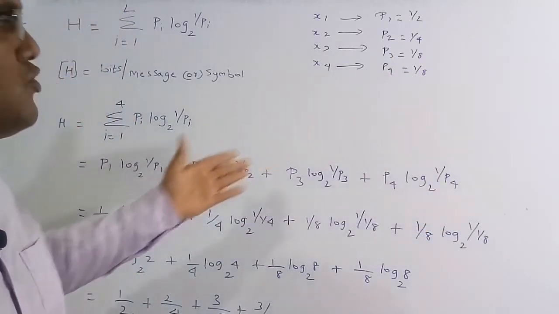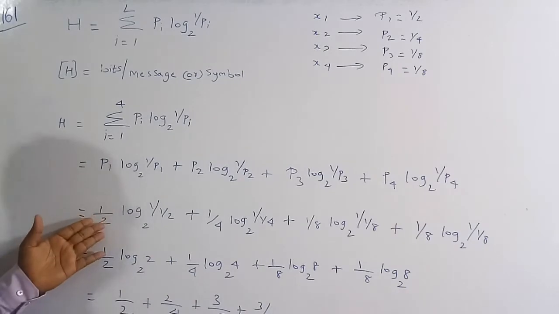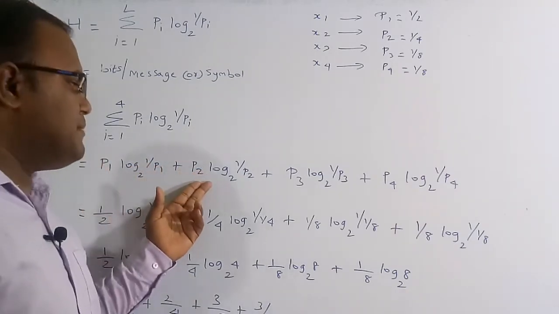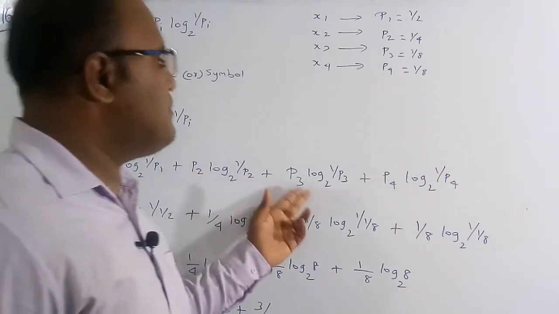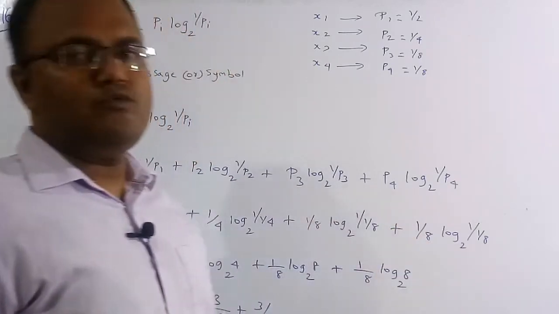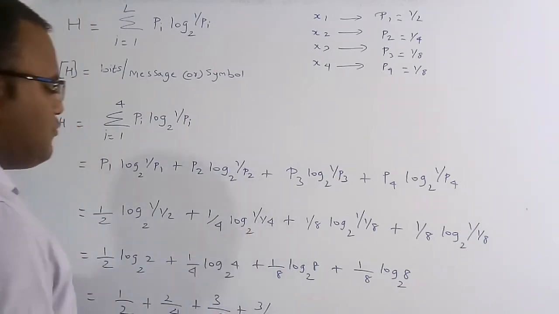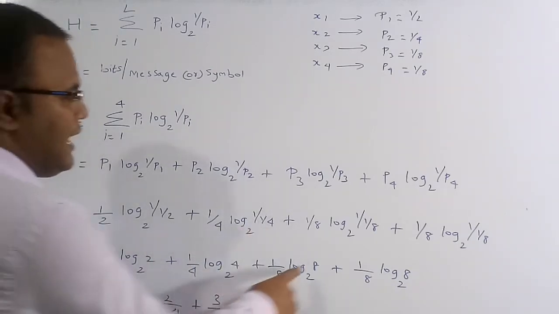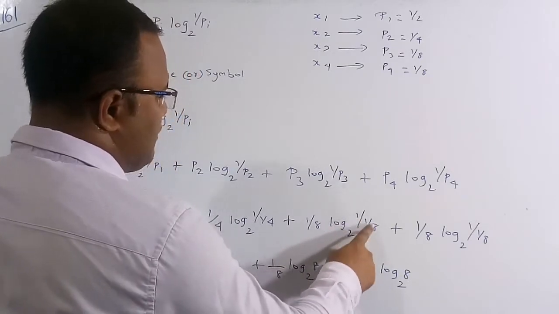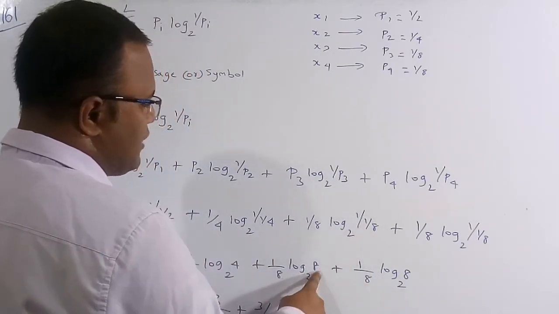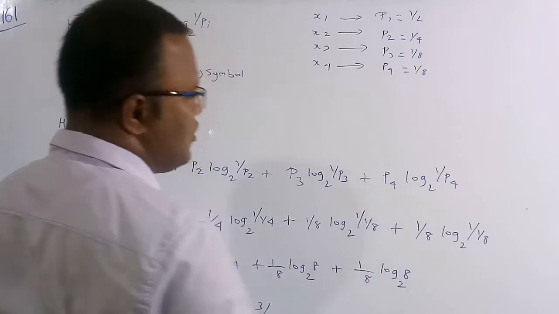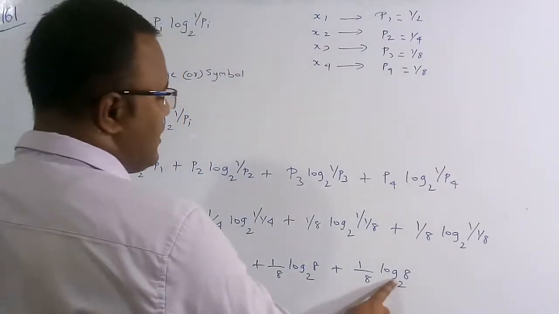Blindly substitute those values. P1 is 1 by 2, so here also 1 by 2, and P2 is equal to 1 by 4, substitute here, and P3 is equal to 1 by 8, and P4 is equal to 1 by 8. So 1 by 1 by 2, we get log 2 base 2. Here 1 by 4, we get log 4 base 2, and again log 1 by 8 with base 2, we get log 8 base 2, and here also the same thing, log of 1 by 8, we get log 8 base 2.